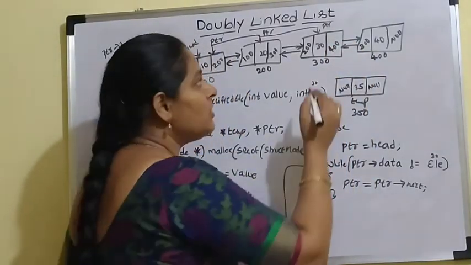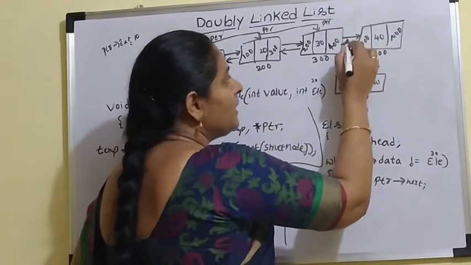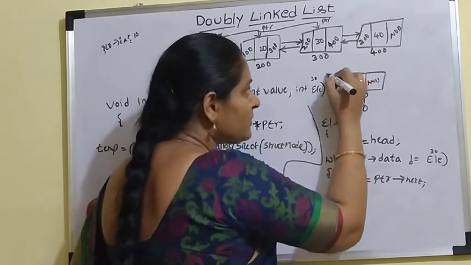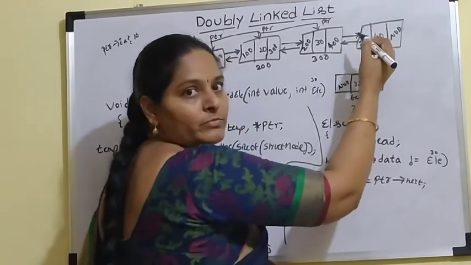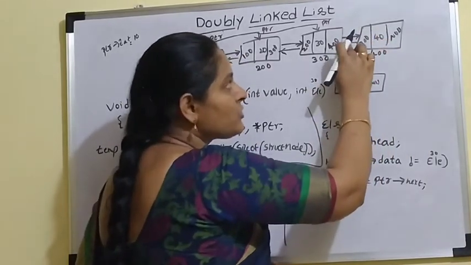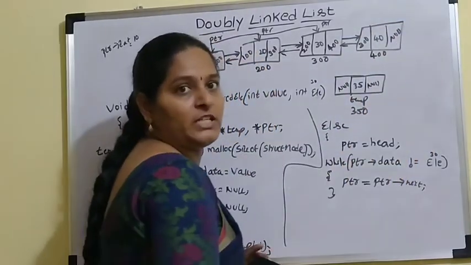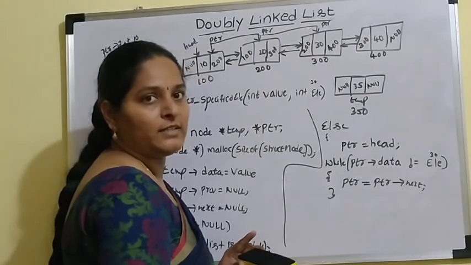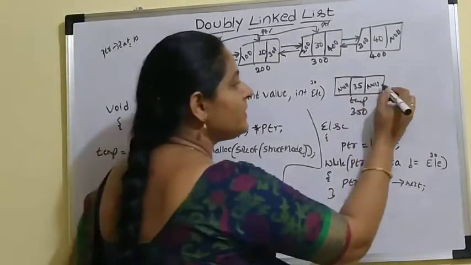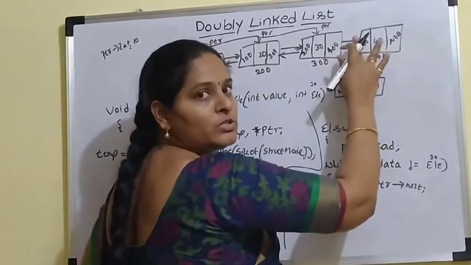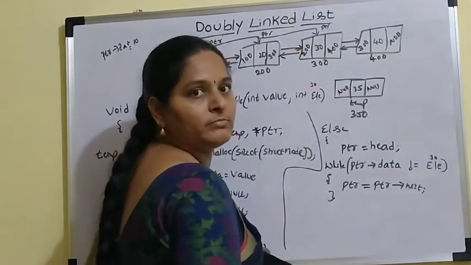Alright? So once you find the element, we need to disconnect two links, and these two links we need to connect to our temp node. If you directly disconnect these two links, automatically this 40 node will be separated from the list. So we should not do it like that. What we need to do is, first establish the connection from temp to these two nodes, then disconnect.